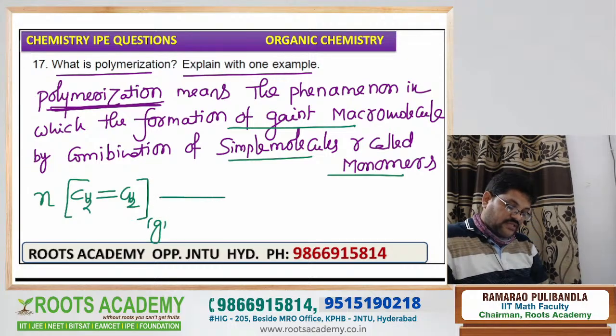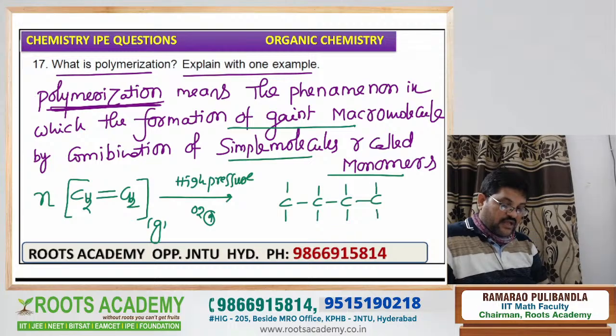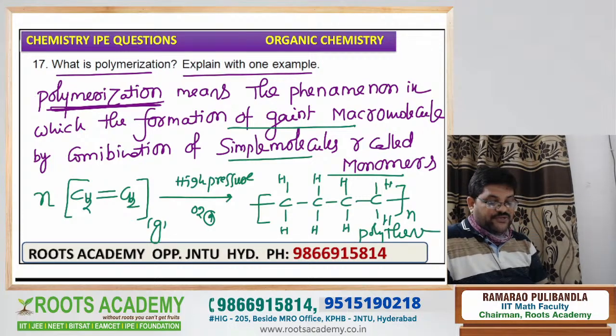N molecules of acetylene gas combine under high pressure with O2 gas as a catalyst, and you get polythene. You get a chain like CH, CH, and a polythene forms. So this is called polythene, one of the best examples. Understood what I am saying?